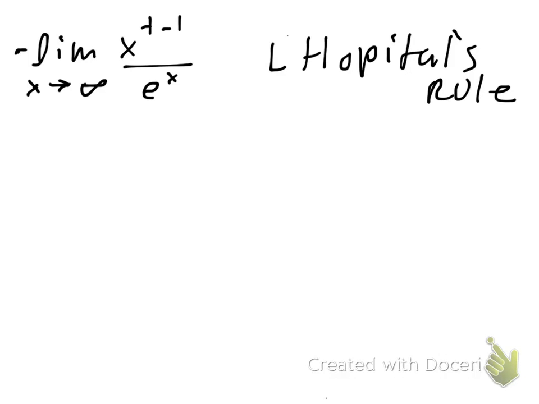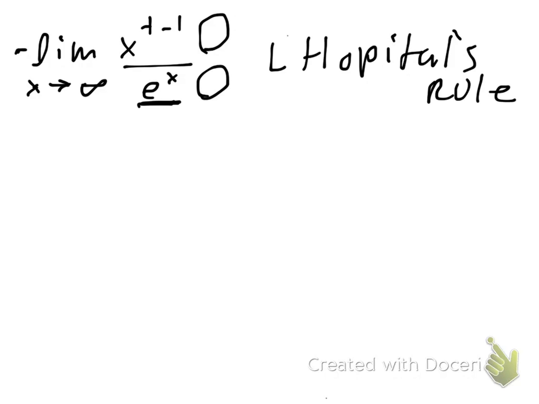Now what does L'Hopital's rule say? That says that if we're taking a limit where both the numerator and the denominator go to infinity, then it's the same as taking the limit where you differentiate the numerator and you differentiate the denominator. And you can do this as many times as you want. So notice if we take derivatives with respect to x, then the denominator is going to just stay e to the x, because the derivative of e to the x is just e to the x.